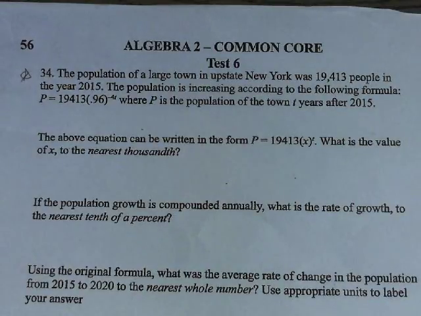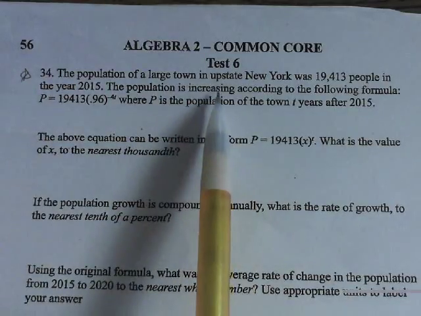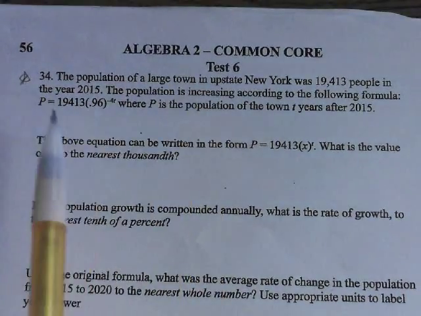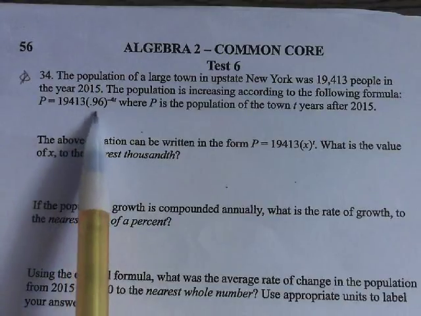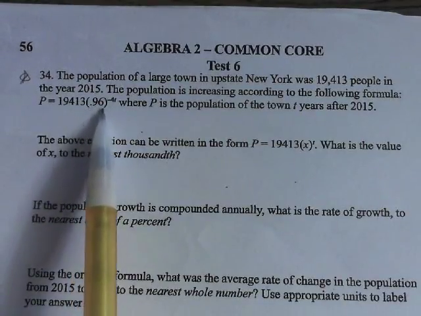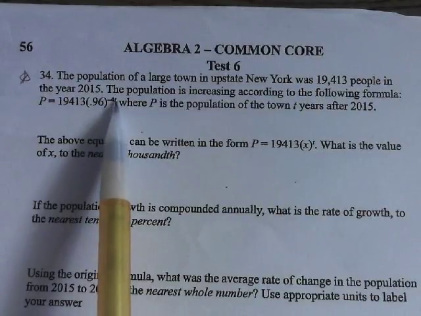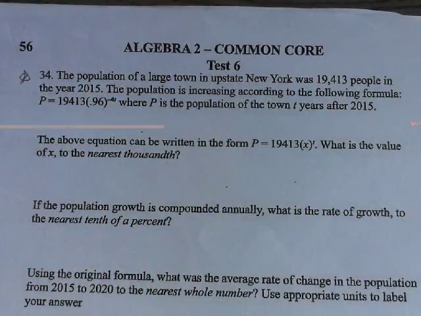Population of a large town in New York was 19,413 in 2015. The population is increasing according to the following formula. Now, interesting that it says it's increasing, because when you look at the base, doesn't it look like it should be decreasing? Because it's 0.96. But remember, that's not actually giving us the rate right yet, because it's still not just to the t power, it's to the negative 4t power.